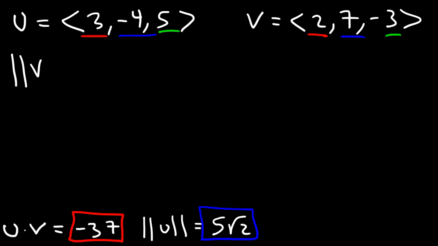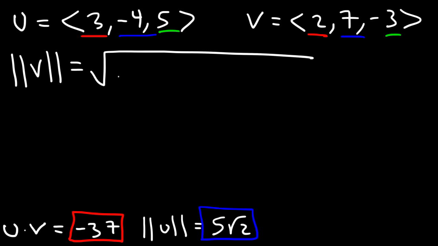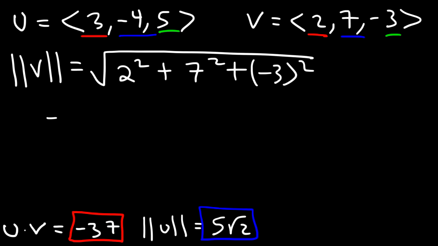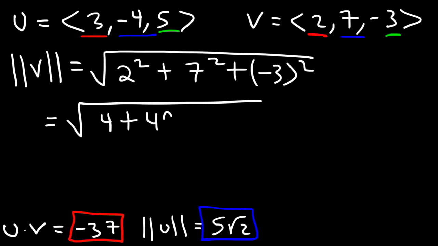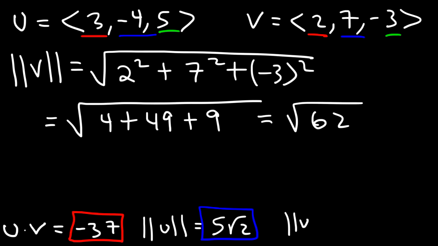Now let's calculate the magnitude of vector v. So using the same formula, it's going to be the square root of 2 squared plus 7 squared plus negative 3 squared. 2 squared is 4, 7 times 7 is 49, negative 3 times negative 3 is 9. Now 4 plus 49, that's 53, plus 9, that gives us 62, which I'm going to leave like that.